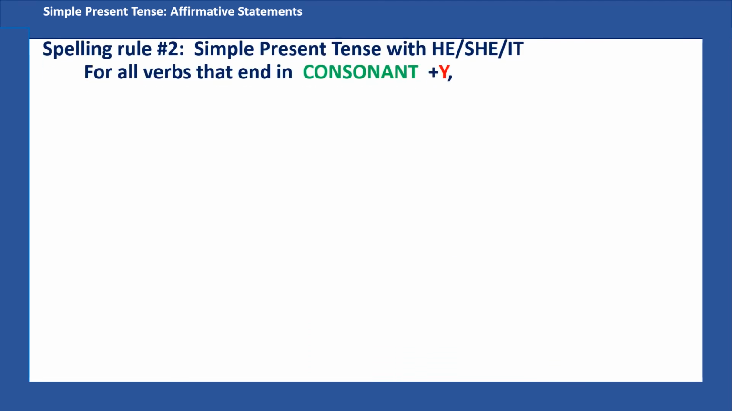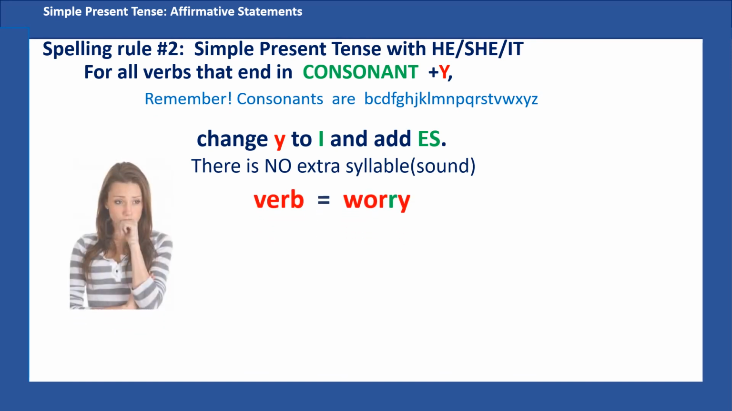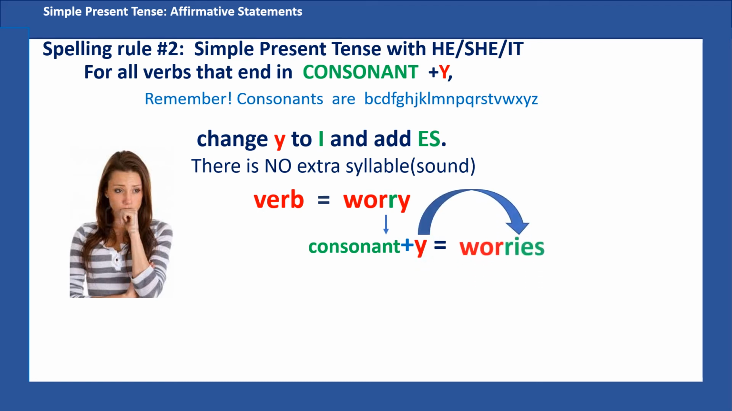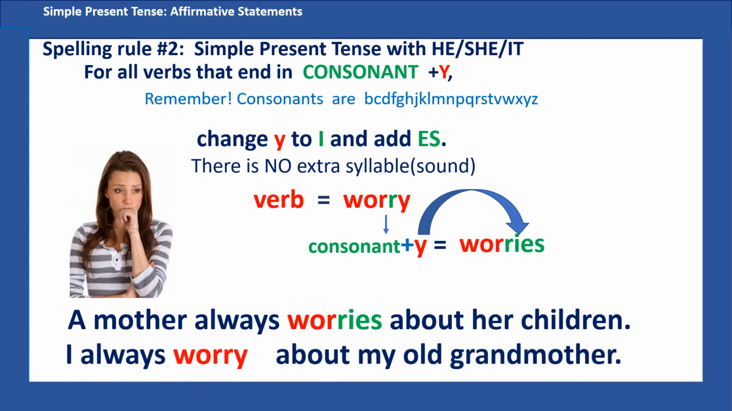Let's look at another verb that has a consonant and Y. The verb is worry. So you have a consonant and Y. What do you do? You change the Y to I and you add ES. A mother always worries about her children. I always worry about my grandmother. Mother is like she, so we need to put an S, but the spelling is very important. You need to change the Y to I and you add ES, no extra sound.